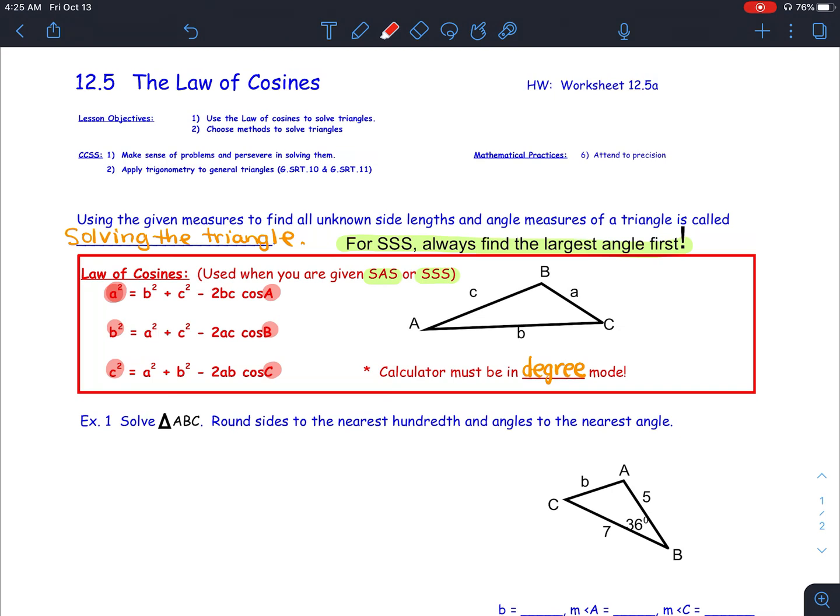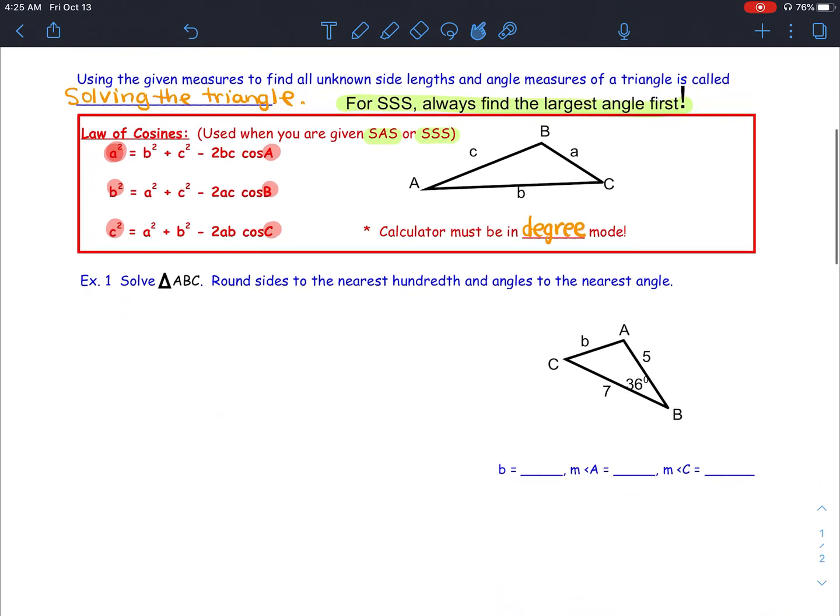Okay, so let's just jump into this first problem and take a look at how this is going to work. If you're provided a picture, great. If you're not provided a picture, it is important that you always draw a picture and put the given information on it. We're going to be rounding our sides to the nearest hundredth and our angles to the nearest degree. You can see in this particular problem, you're given a side, you're given another side, and the angle you're given is included in between those. So this problem is a side angle side problem.